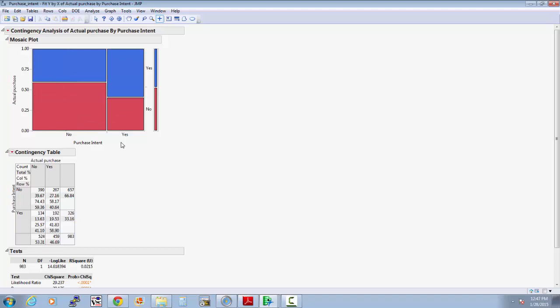Likewise, for those that said they were going to purchase, so their intent to purchase was a yes, if I click there I can see 41% of them are in the red area, meaning that they were no's, therefore 59% of them were yeses, and there's the 58 or 59% down there. So the summary is that the Mosaic plot is just presenting in a graphical way these row-wise percentages that are displayed in the table here.